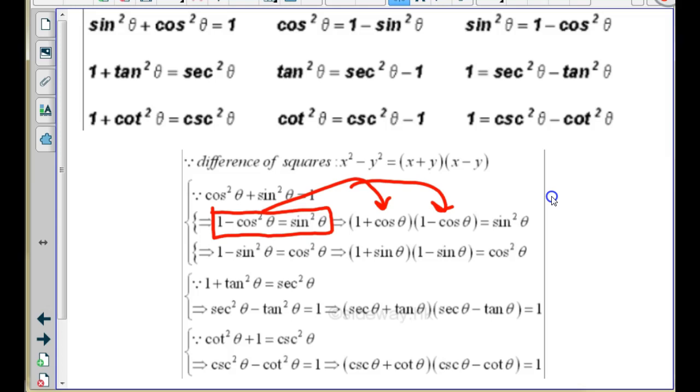I don't think so, right? Just the basic three across the top here where it says Pythagorean identities. All right.